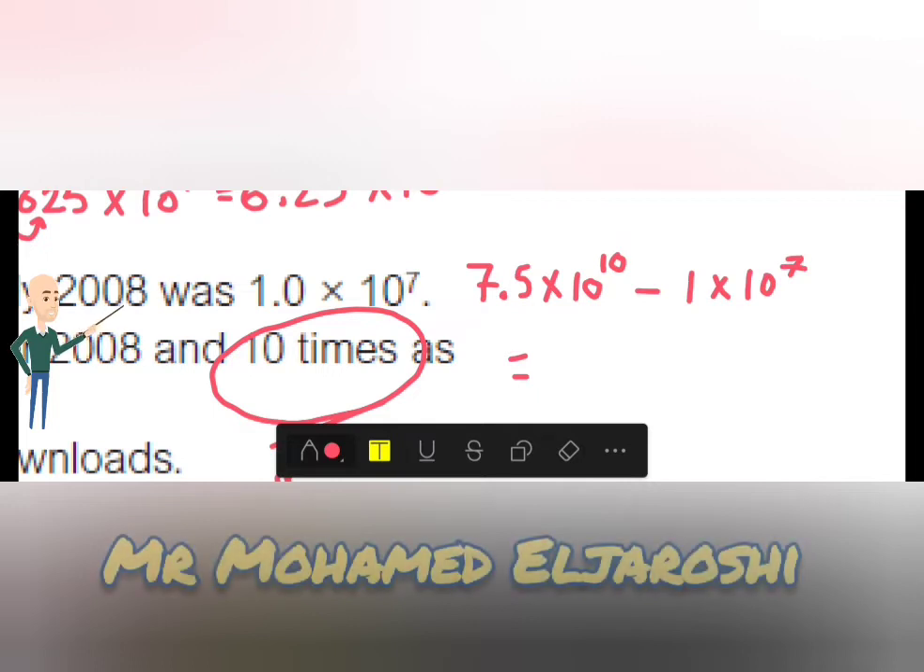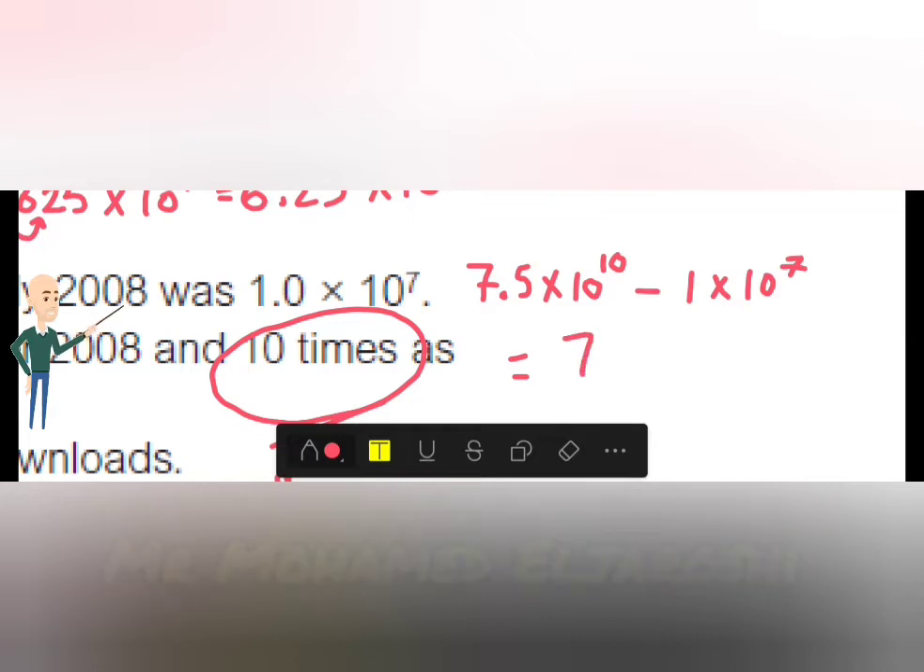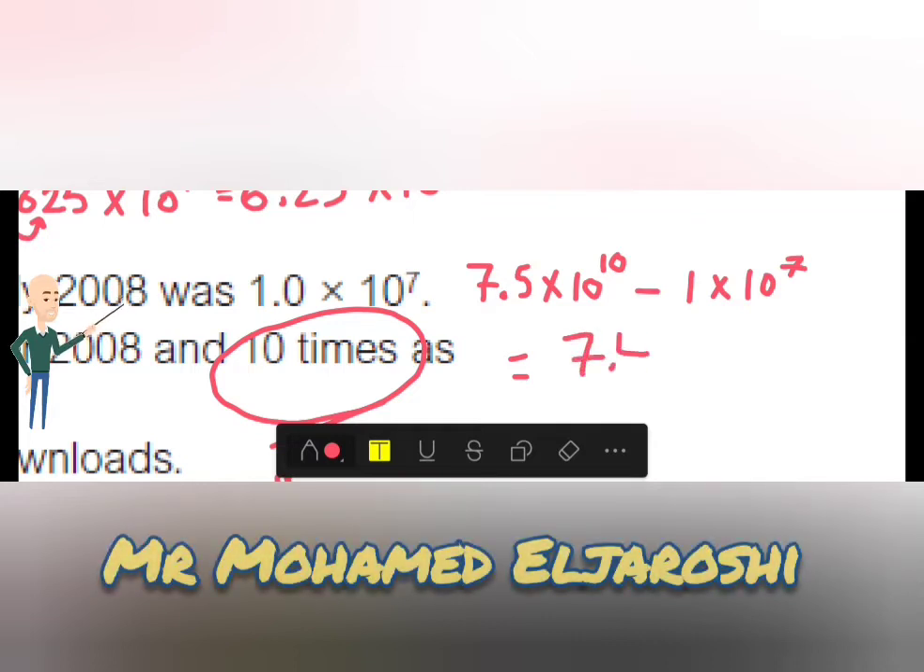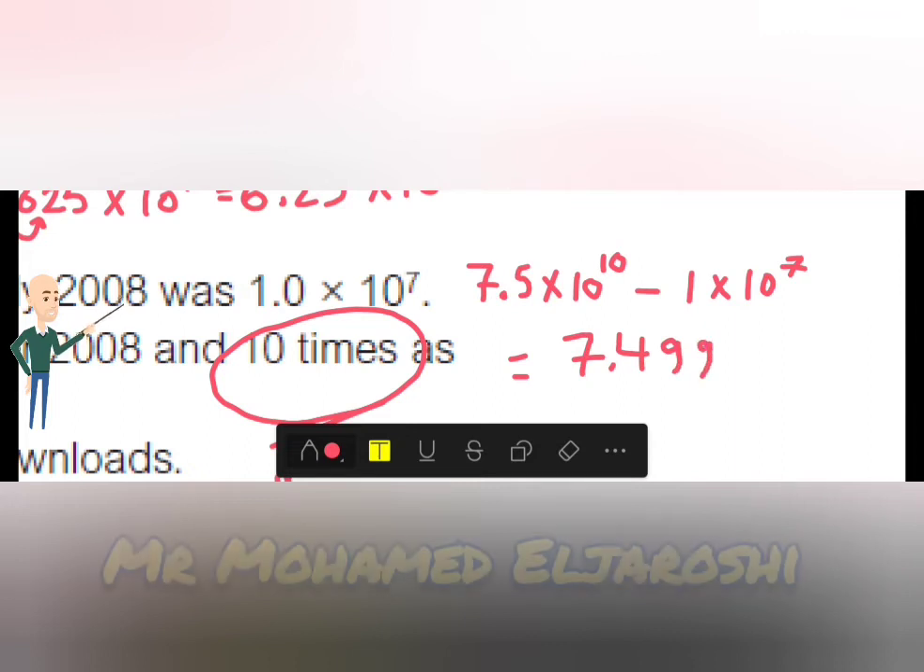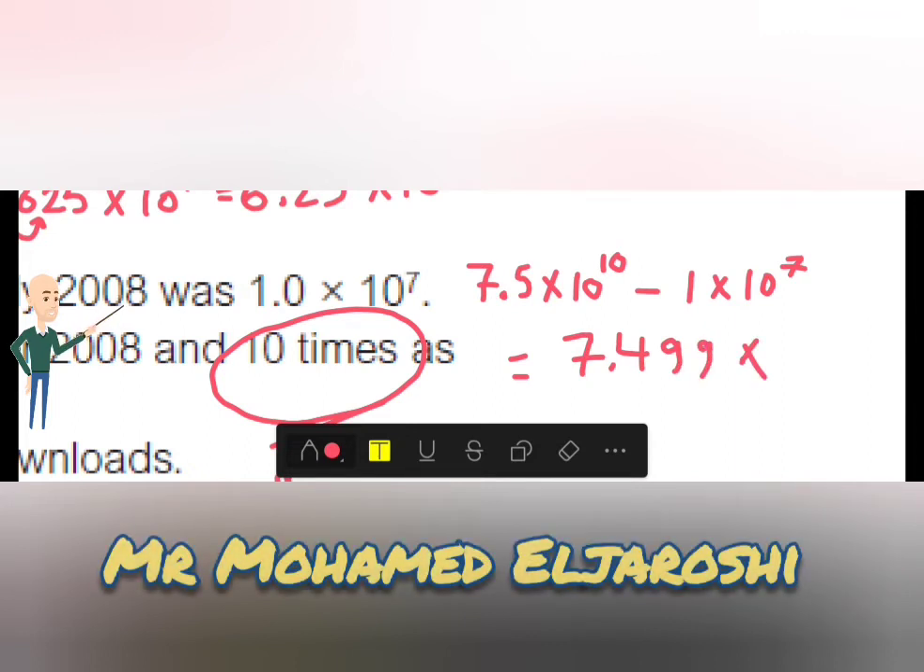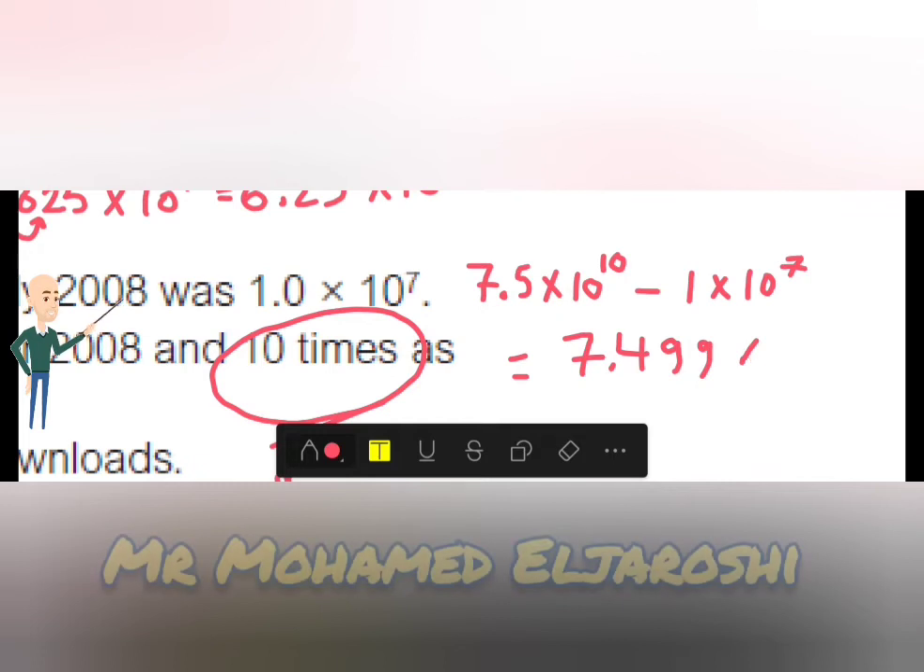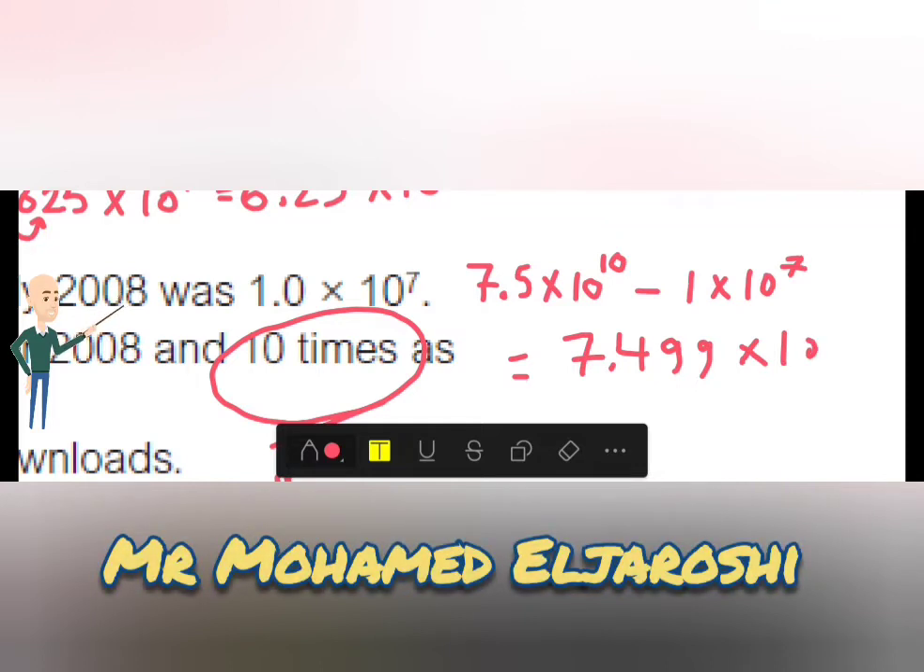Minus 1 times 10 power 7. Then you close the brackets. So it's going to be 7.499 times 10 power of 10. So the answer is 7.499 times 10 to the power of 10.